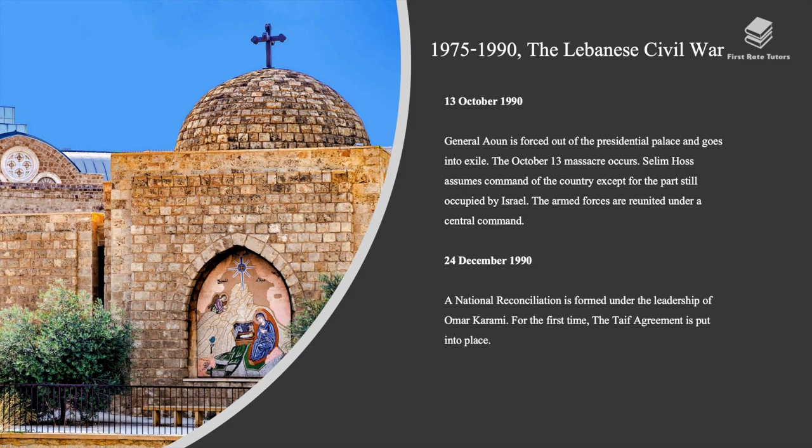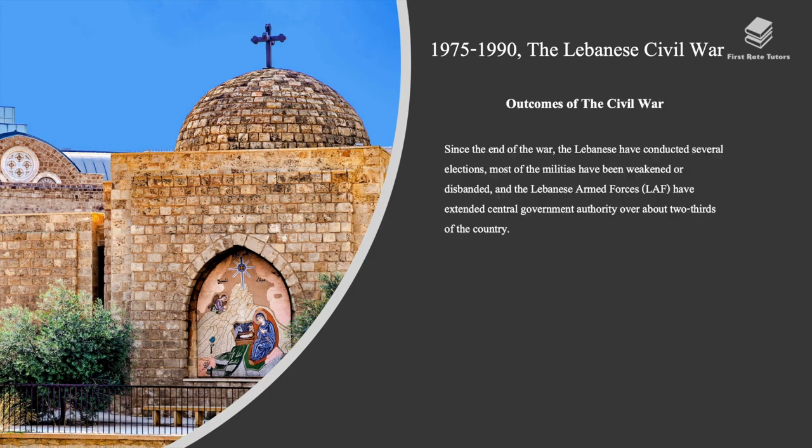Elias Hrawi assumes command of the country except for the part still occupied by Israel. The armed forces are reunited under a central command. On December 24, 1990, a national reconciliation government is formed under the leadership of Omar Karami. For the first time, the Taif Agreement is put into place.